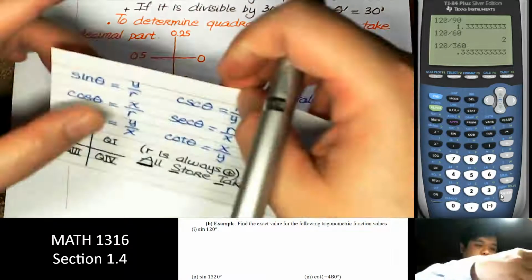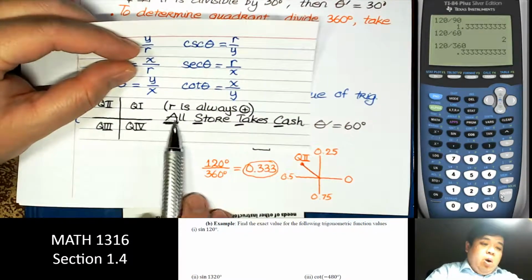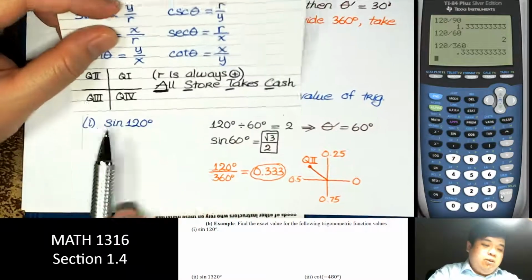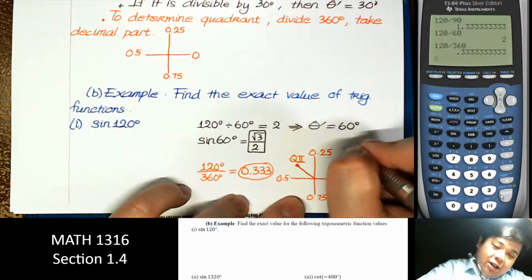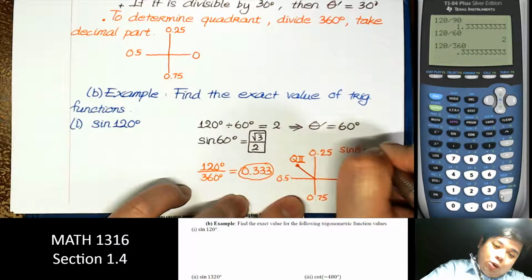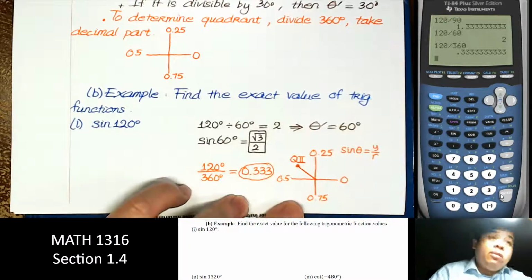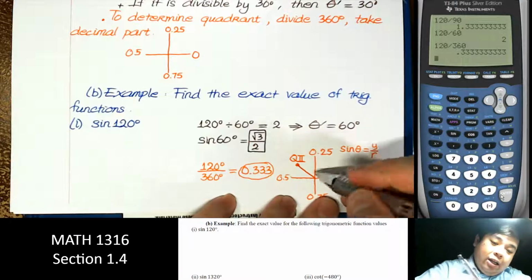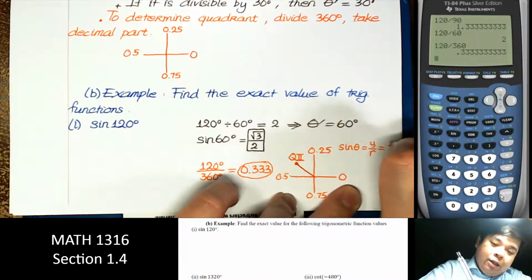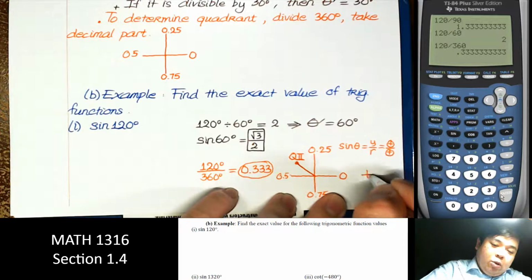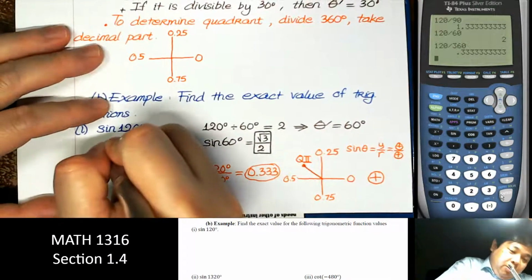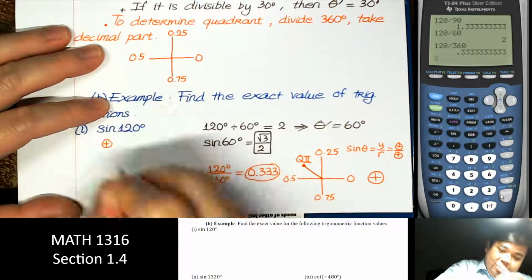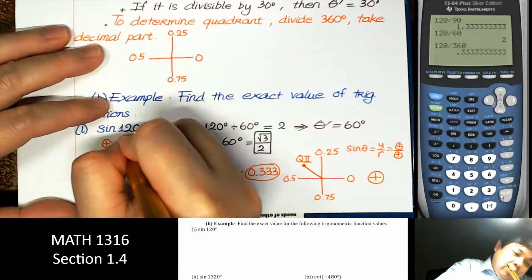And then either we use this mnemonic, All Students Take Calculus (CAST): in the second quadrant, sine is positive. So this one is going to be positive. But we can also do this. Sine is equal to y over r. And in this particular case, the y value is positive. And r is always positive. Positive divided by positive is positive. So we have the positive and the values. So the answer is positive square root of 3 over 2.